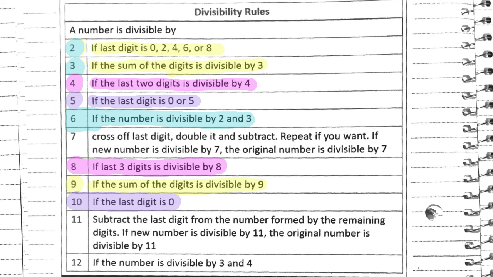11, there's a lot of 11's tricks, so maybe do a little research if you were really interested in doing that to find some more divisibility tricks on 11. But it says subtract the last digit from the number formed by the remaining digits if the new number is divisible by 11. Again, sometimes it's just easier to actually take 11 and divide it. And then the last one is 12. If the number is divisible by 3 and 4, it's kind of like 6. It is also divisible by 12.